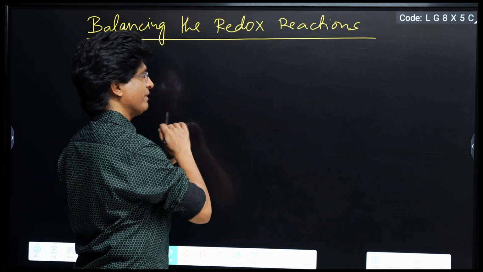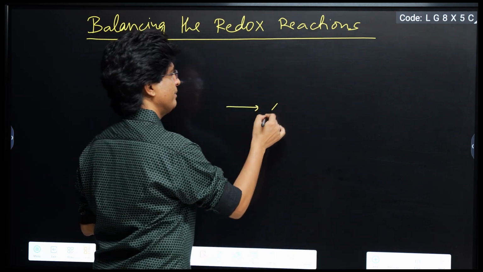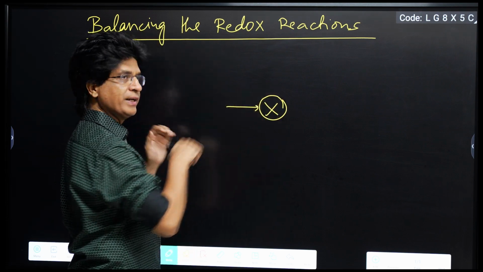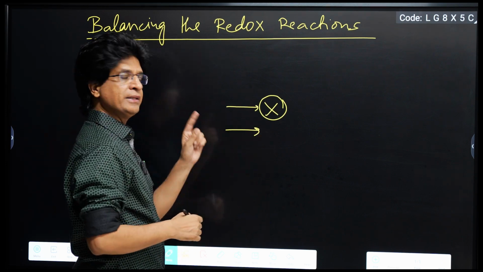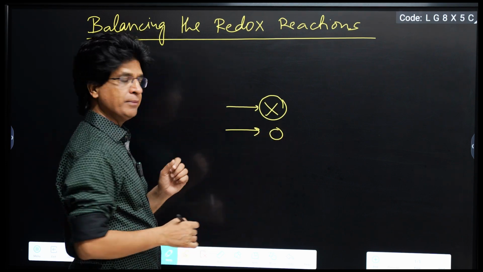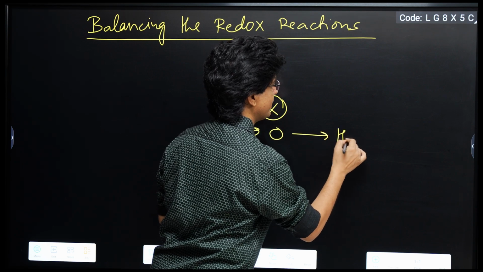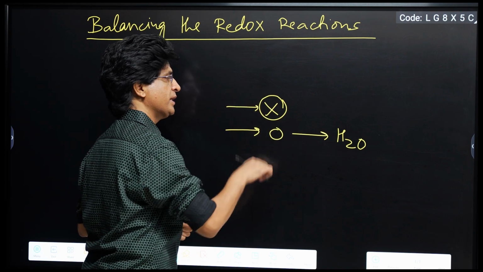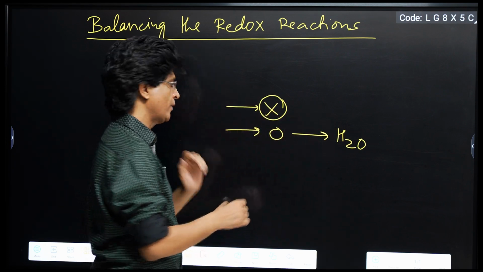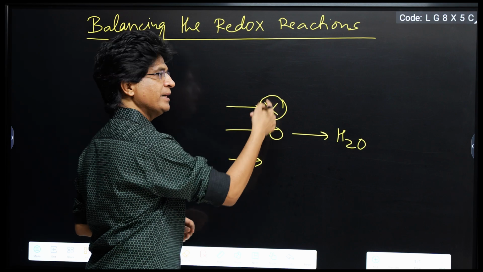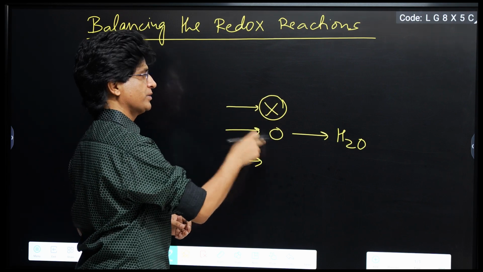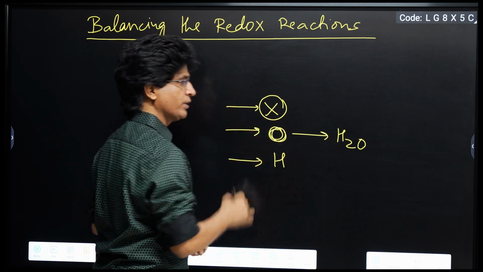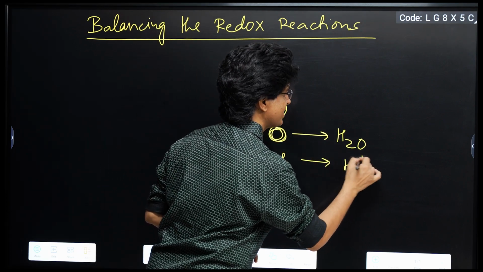I'll begin with that. Whenever an equation is given, say some element X is there. First of all, try to balance that element X on both the sides. The second step will be balancing the oxygen atoms by adding water molecules. You will be adding water molecules where oxygen is in deficiency. I'll let you know, don't worry, just listen now. Once the elements apart from oxygen and hydrogen are balanced, you will proceed to balance oxygen and then balance hydrogen by adding H+ ions in the acidic medium.